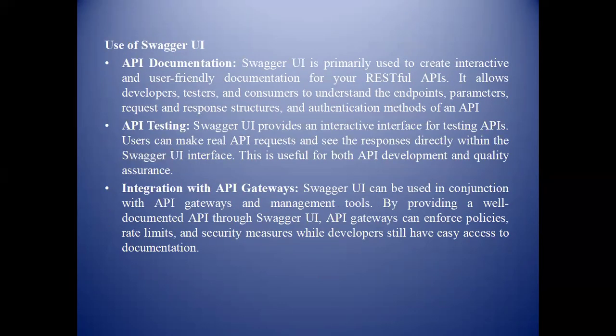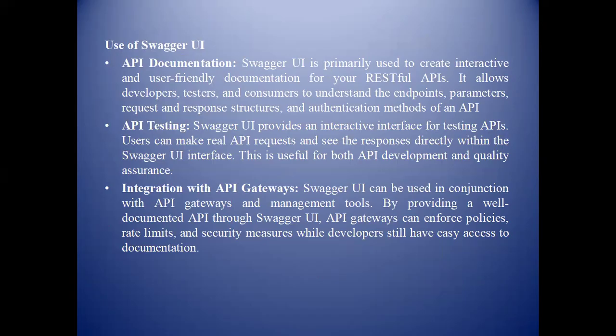The uses of Swagger UI, a user-friendly interface. First one is API documentation. Second one is API testing. Another one is integration with API gateway. First, documentation is primarily used to create interactive and user-friendly documentation for your RESTful API. It allows developers, testers, and consumers to understand the endpoints, parameters, request and response structure, and authentication methods of the API.